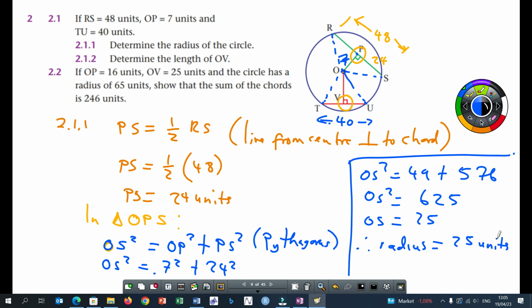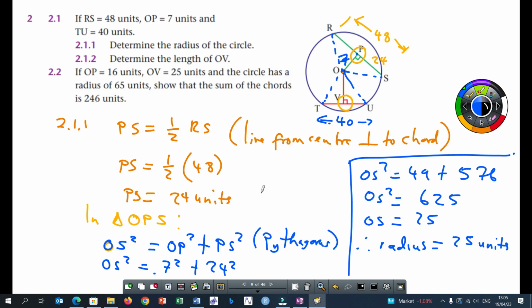So 2.1.2. I'm going to need this diagram to carry on, so allow me to just go to the next page. So I want to calculate the length of OV. 25 minutes to go. Okay. So OV is from here, so it's from here to there.